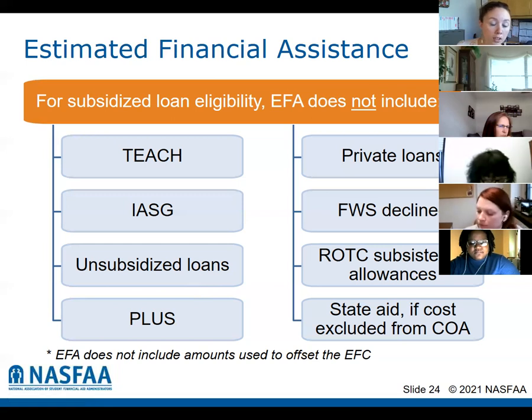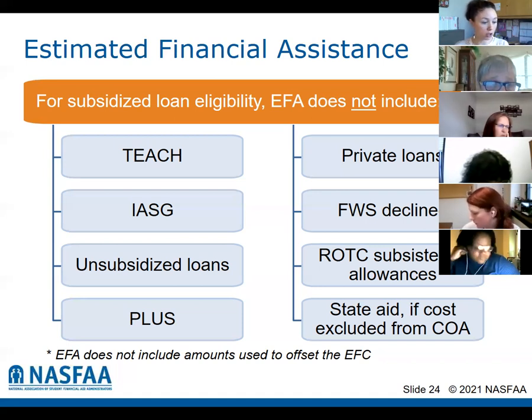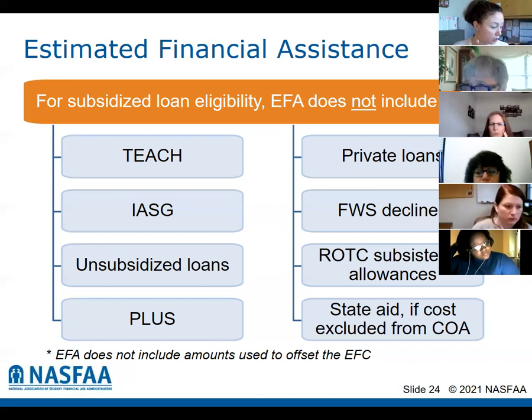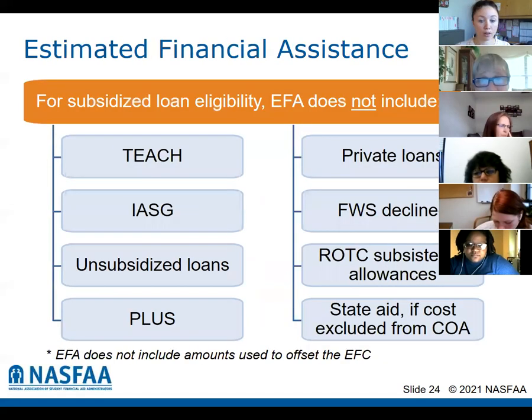But when you're calculating subsidized loan eligibility, you don't count some of these things. I think the best way to think about it is that things have a certain order. There's an order of operations in how they should be determined, whether or not the student is eligible. So none of these things get included in the EFA when you're determining if a student can get subsidized loans. The subsidized loan should be the first thing, essentially, that you're putting on after Pell.